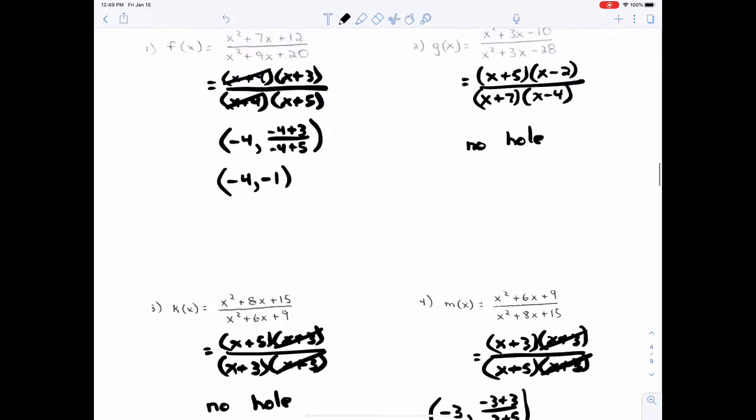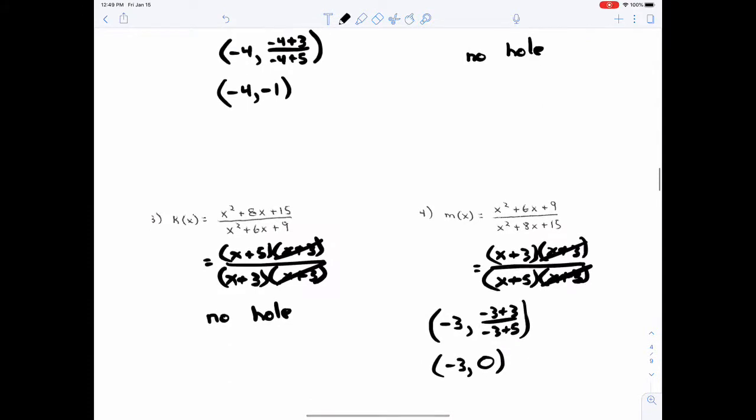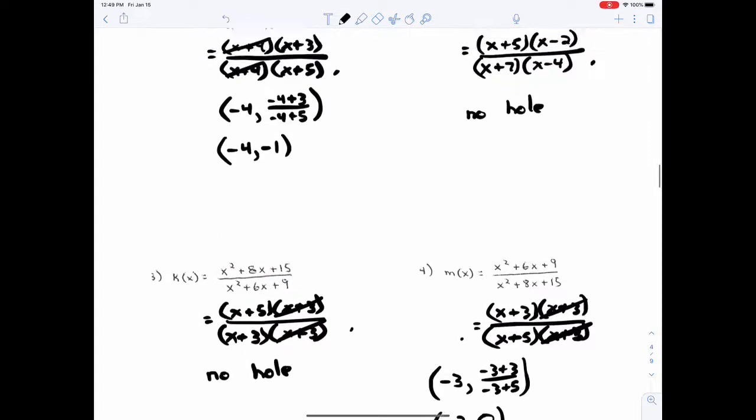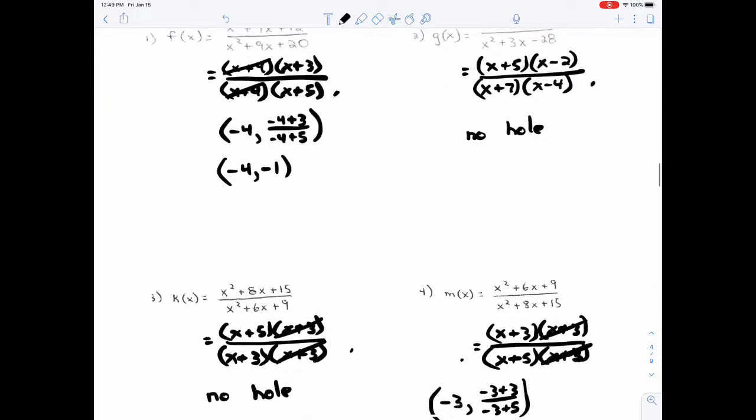You may be asking, well, on this first problem, what about the x plus 5? On the second problem, what about the x plus 7 and x minus 4? On this problem, what about the x plus 3? And on this one, what about... I'll get to that eventually, okay? Right now, I'm just looking at what makes a hole. And what makes a hole is any denominator factor that goes away completely. In other words, you have no more factor that looks like it.